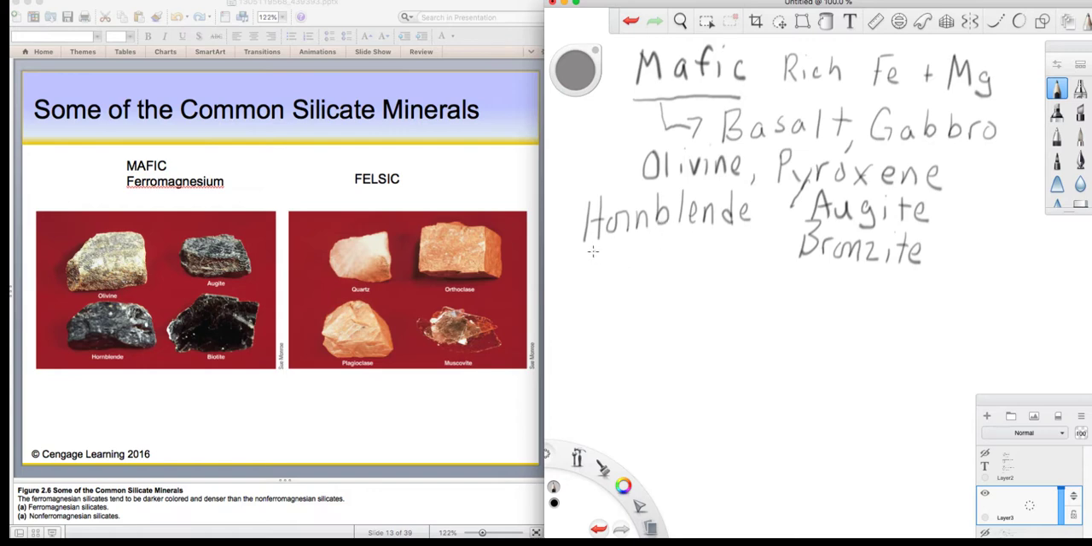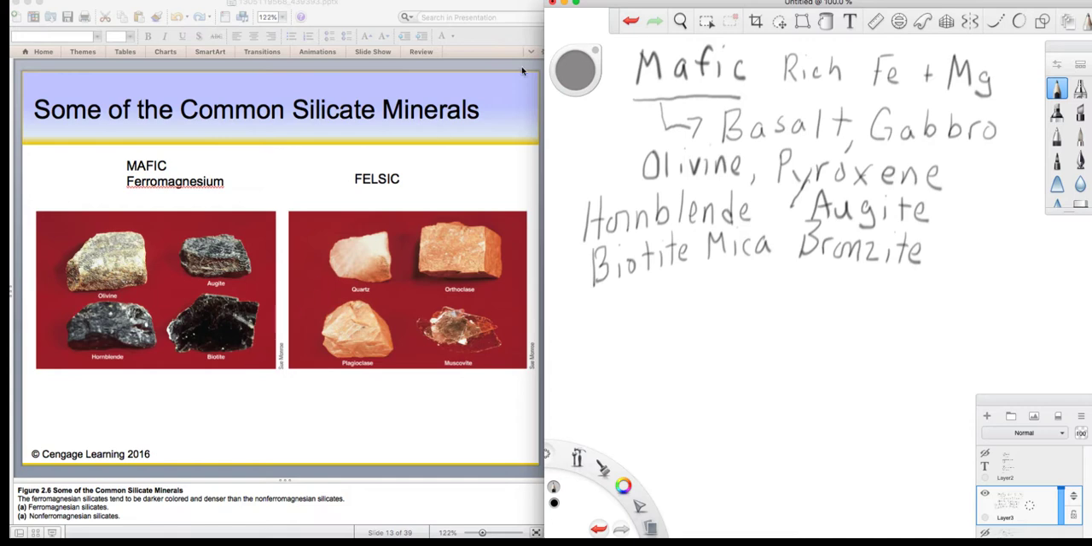And in fact, let's do the other one. It's biotite mica. So biotite mica is the black mica. In fact, there's a picture of biotite mica right over here. So here's the biotite mica. There's the augite pyroxene and the hornblende. And there's the olivine here. So let's talk about these two.